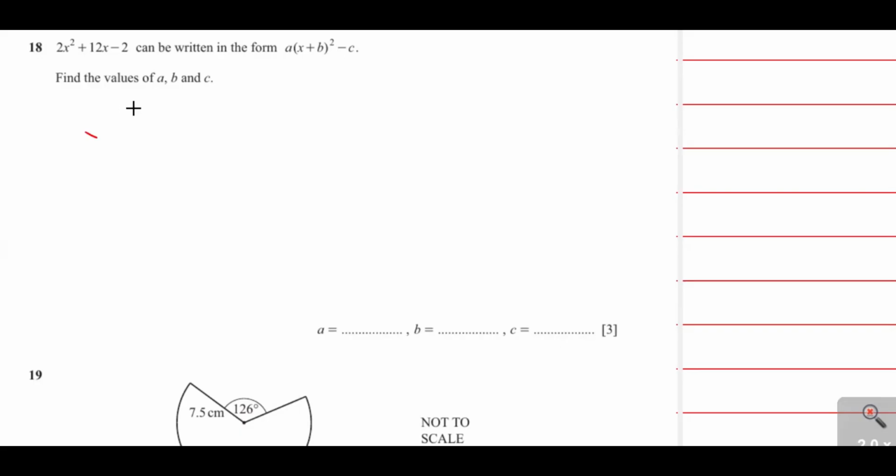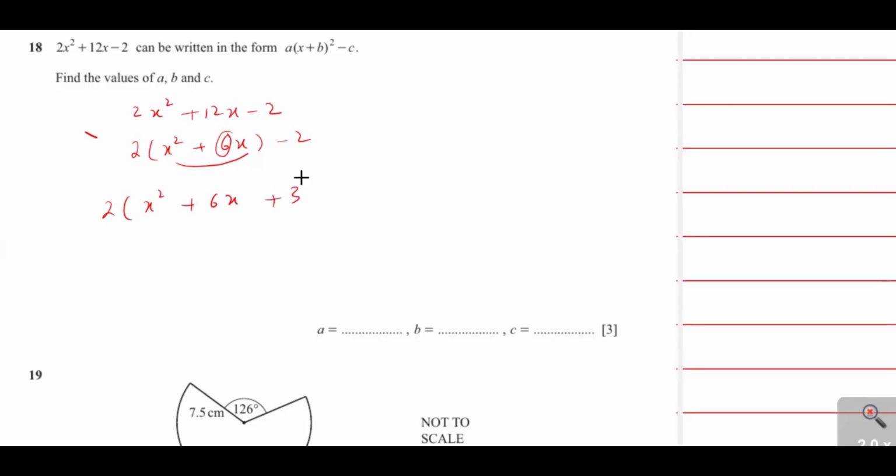Look here, we can write this as 2x squared plus 12x minus 2. Firstly, we take the common factor from the first two terms. 2 is the common factor. We can write 2 times x squared plus 6x, minus 2. We will make this expression into complete square form. To make complete square form, we will add the square of half of the coefficient of x.